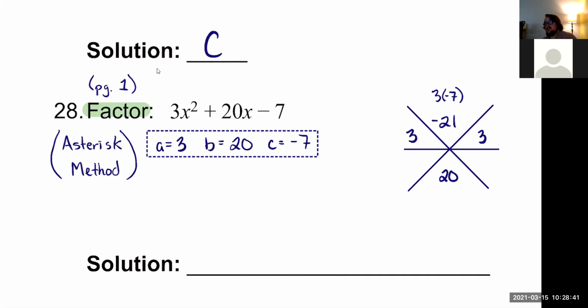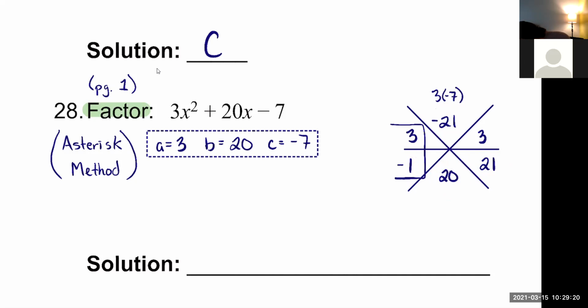There's only two factor pairs possible for 21. Those are 1 and 21 or 3 and 7. 1 and 21. Okay, that would certainly multiply to give me the 21. Now, how can I play with those signs so that when I add them, they equal a positive 20? -1 and 21? So -1 times 21 gives me a -21. -1 plus 21 gives me a positive 20.